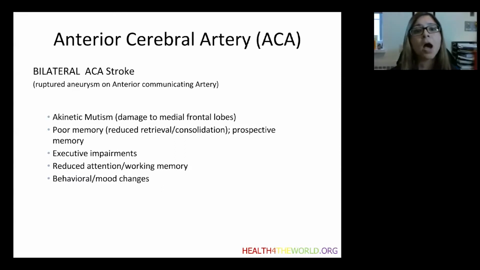consequences. Oftentimes with bilateral damage to the medial frontal lobes, we see what's called an akinetic mutism. We might also see profound lack of initiation of behavior. Oftentimes, these individuals might look severely depressed when in fact, these are neurologic consequences to the location of their stroke. We also might see poor memory.